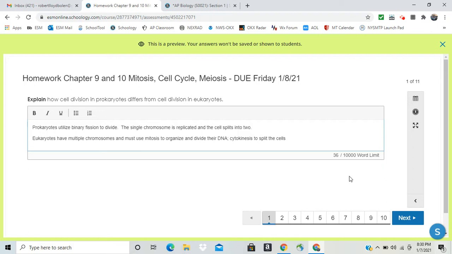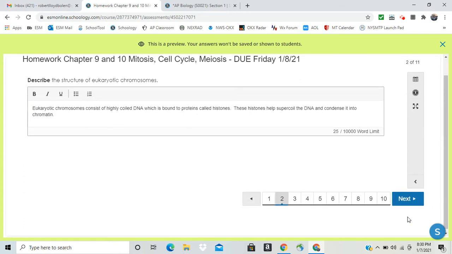distribute the DNA. Eukaryotes have multiple chromosomes, and because of that, eukaryotic cells must use mitosis to organize and divide their DNA. The chromosomes need to be correctly organized. They need to be moved to the middle of the cell so that you can properly separate them and ensure that you have equal amounts of DNA going into each cell. Cytokinesis then occurs after that to split the cells into two. Okay. Again, nice short question, quick and easy to answer.